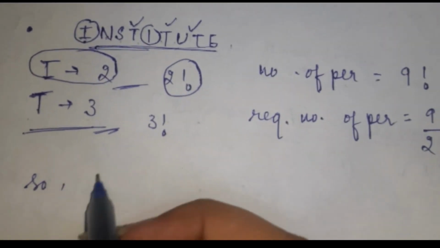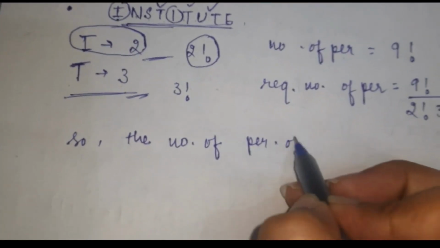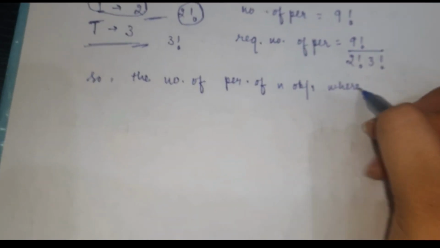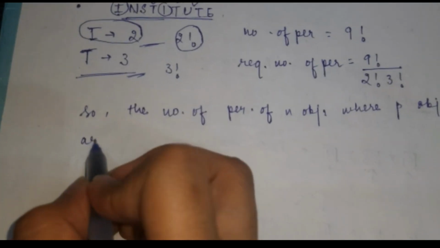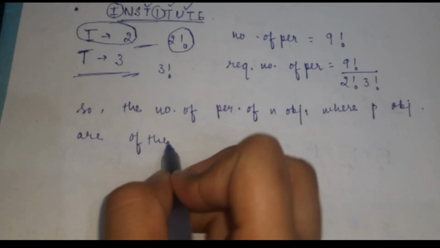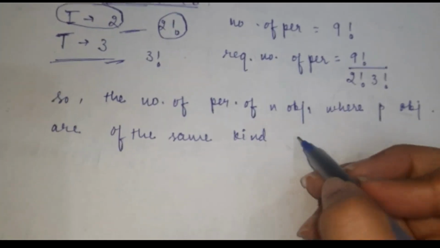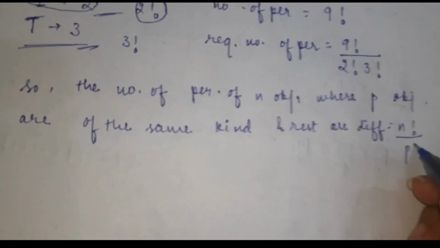So, the number of permutations of n objects where p objects are of the same kind and the rest are different is n factorial divided by p factorial.